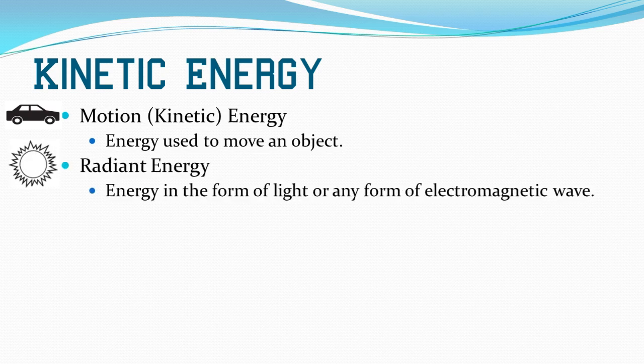Radiant energy. This is energy in the form of light or any form of electromagnetic wave. All energy on Earth starts in the sun with nuclear potential energy. It comes to the Earth through radiant energy. We're receiving that light. This is where solar panels come into play. This radiant energy that's coming to the Earth can also be transformed into chemical energy as it helps grow food.